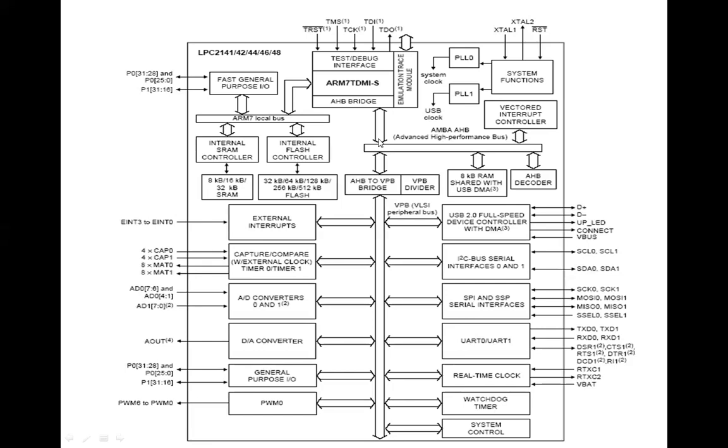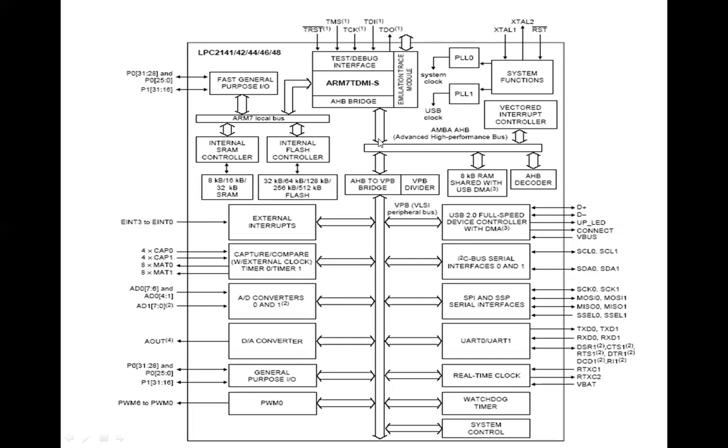Similarly, on the left side you can see a fast general purpose IO block. The purpose of that block is to do the IO communication. Remember, ARM7 has two ports, port 0 and port 1. Every port has about 32 IO lines, and these lines are linked with this fast general purpose IO block.